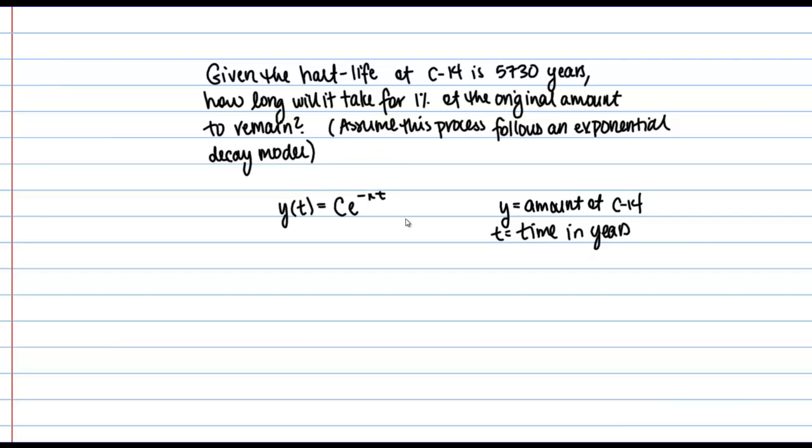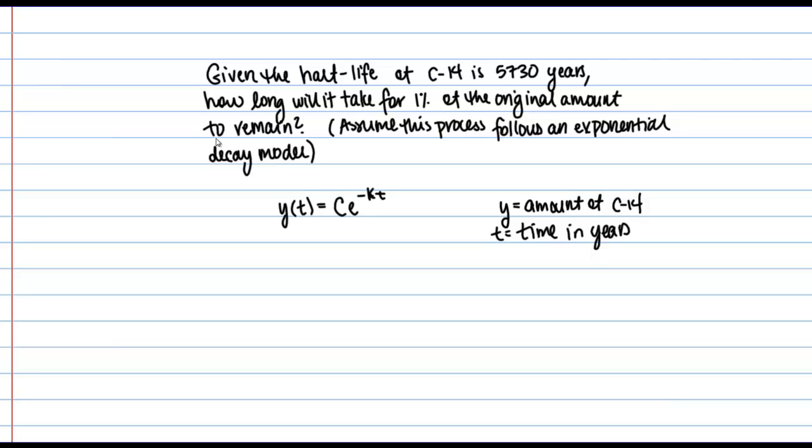Okay, so how do we proceed with this problem? Our ultimate goal is to determine how long it's going to take for 1% of the original amount of carbon-14 to remain. And the information we're given is just the half-life of carbon-14. So we can use this information about half-life to determine our rate constant k. And that's what's going to allow us to answer the question.